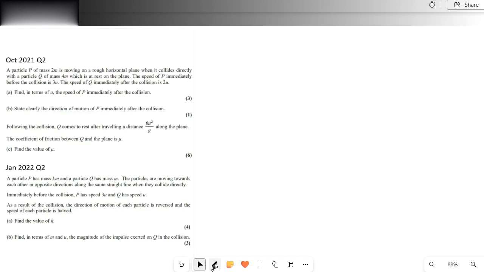For our last two questions from October 2021, question number 2. A particle P of mass 2m is moving on a rough horizontal plane when it collides directly with a particle Q of mass 4m, which is at rest on the plane. The speed of P immediately before the collision is 3u. The speed of Q immediately after the collision is 2u. Find, in terms of u, the speed of P immediately after the collision.